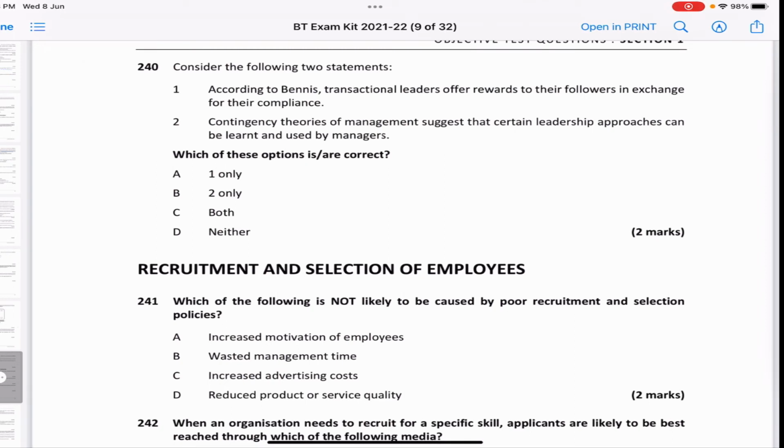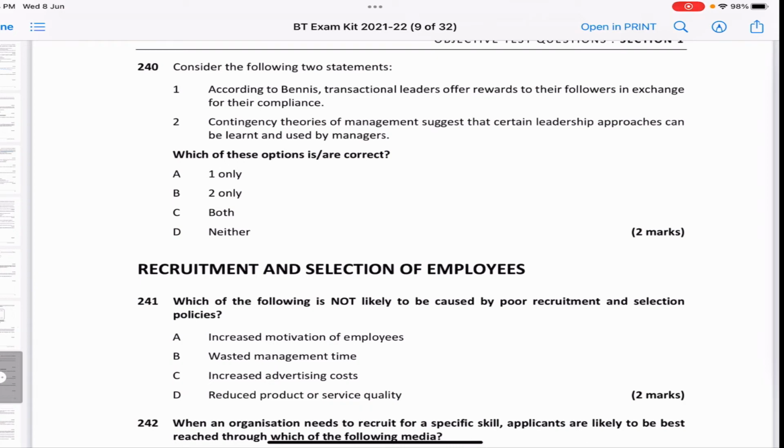Consider the following two statements. According to Bennis, transactional leaders offer rewards to their followers in exchange for their compliance. That's not really true, or is it true? Let's recall it. First, let's read the second statement. Contingency theory of management suggests that certain leadership approaches can be learned and used by the managers.